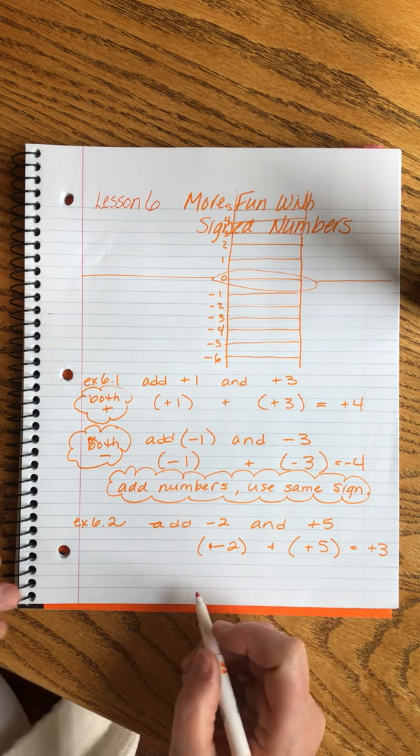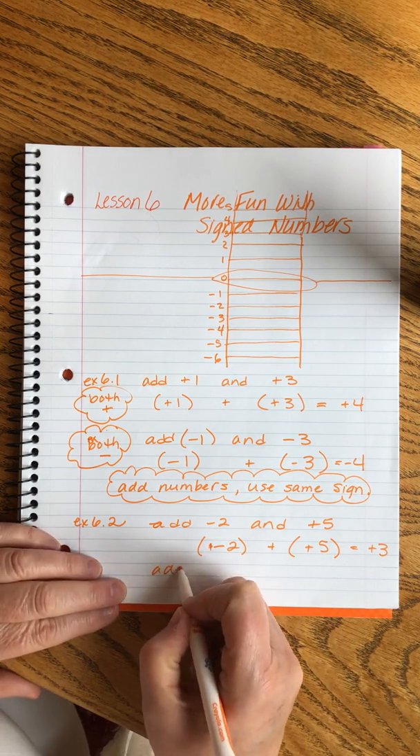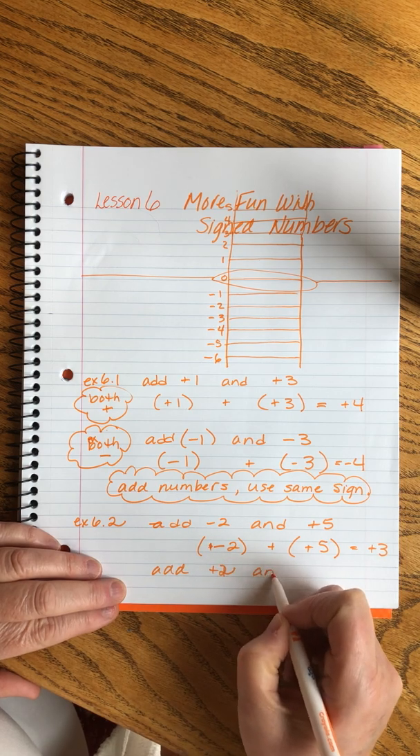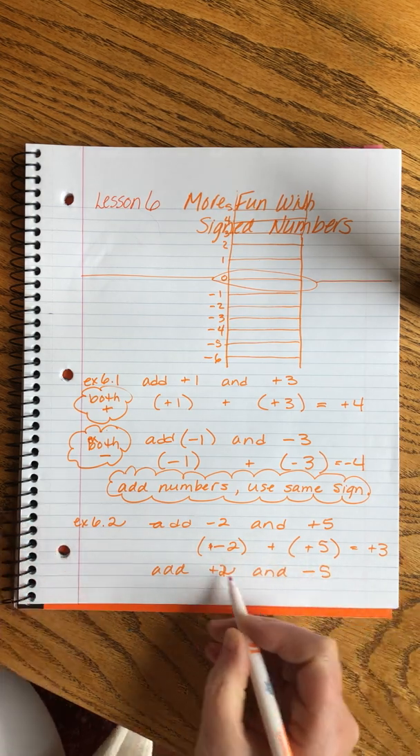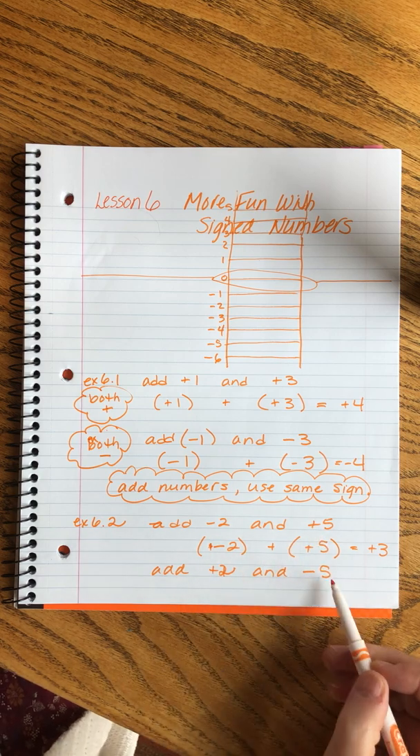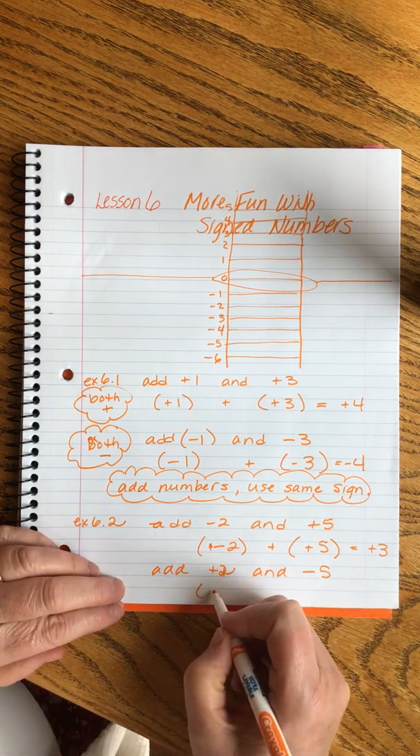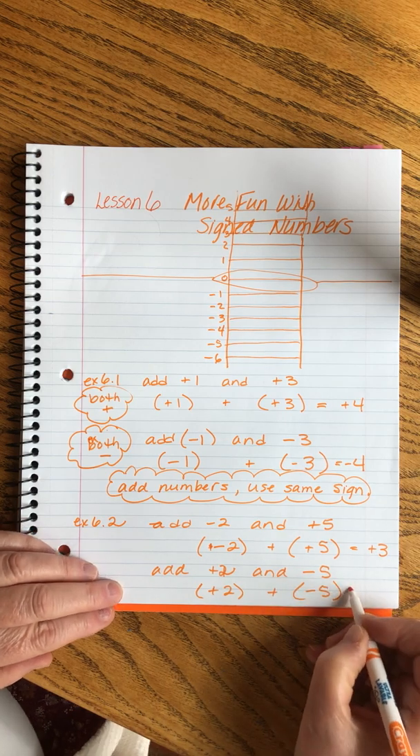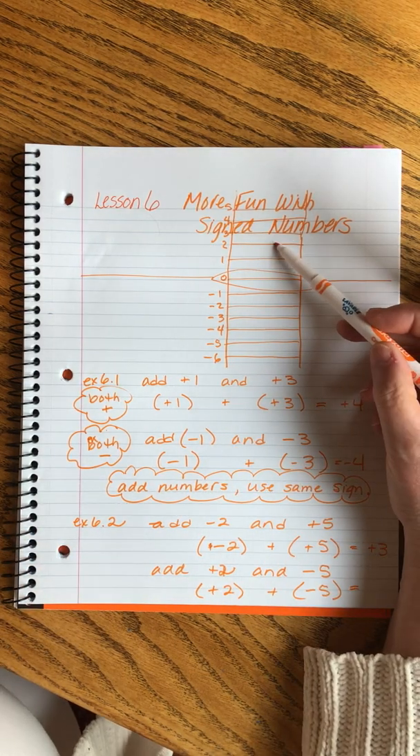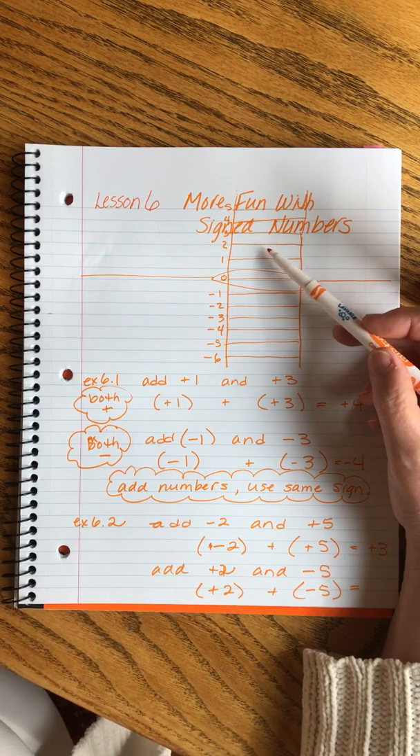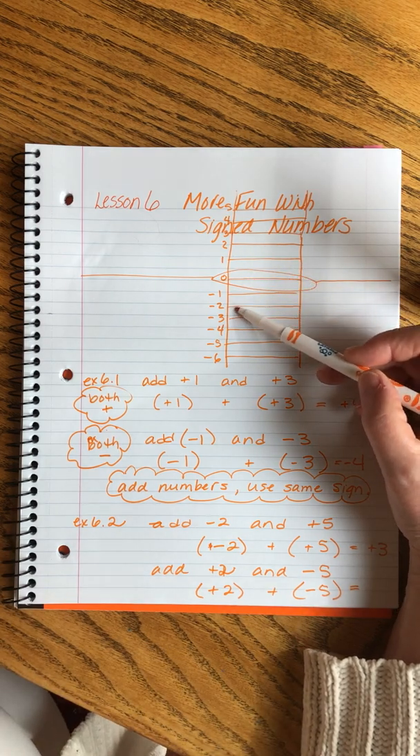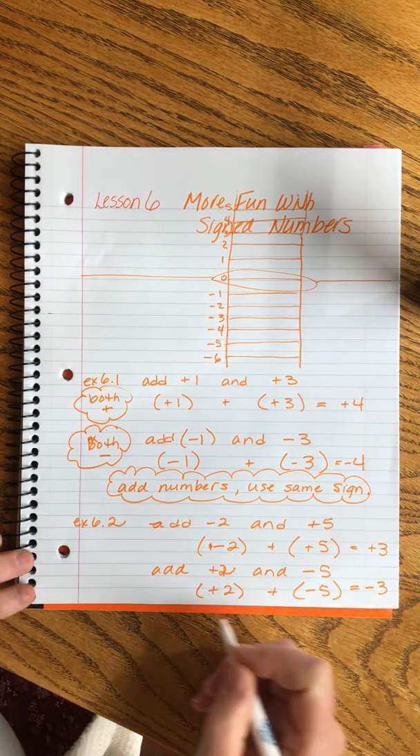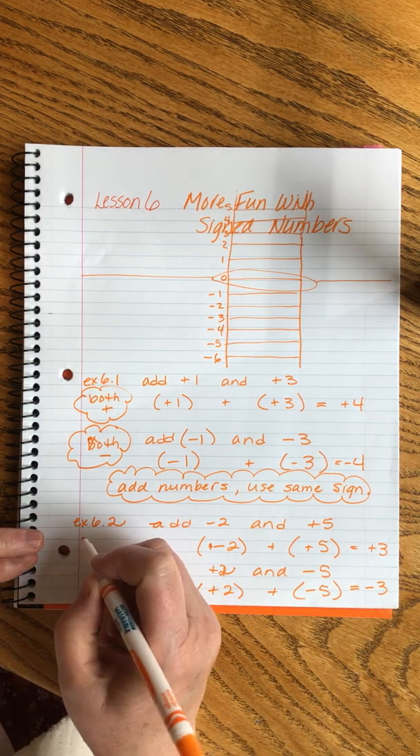And then let's do the opposite. Add positive 2 and negative 5, right? We just flip the signs. It's the same numbers, but flip the signs. That will become plus 2 plus minus 5. Let's try that. We start at positive 2, and then we go down 5. 1, 2, 3, 4, 5. That's negative 3.